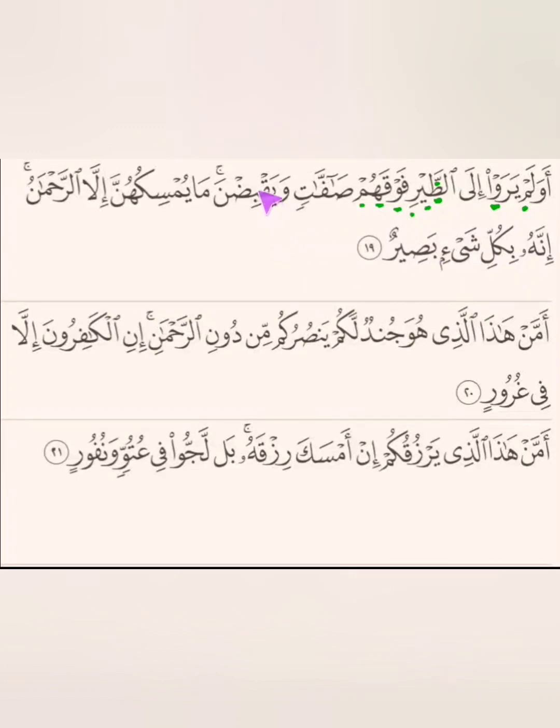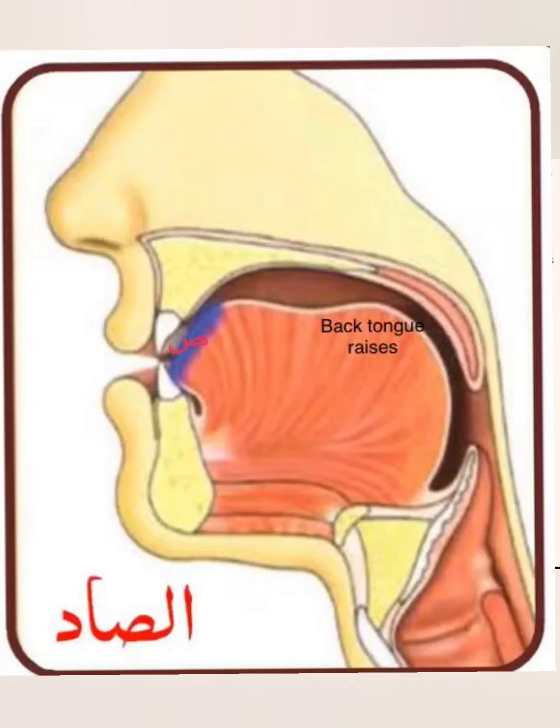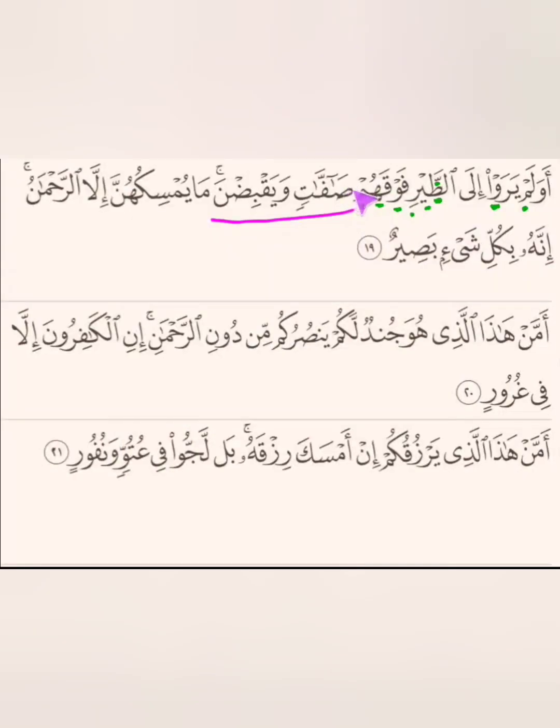صافات ويقبضن. Now this part is a little tricky to say, but inshallah with a lot of practice you will be able to say it perfectly. Okay, Sad is our letter for today, one of the letters for today. So Sad is heavy, as we spoke about. Remember to say it correctly as you learned today.